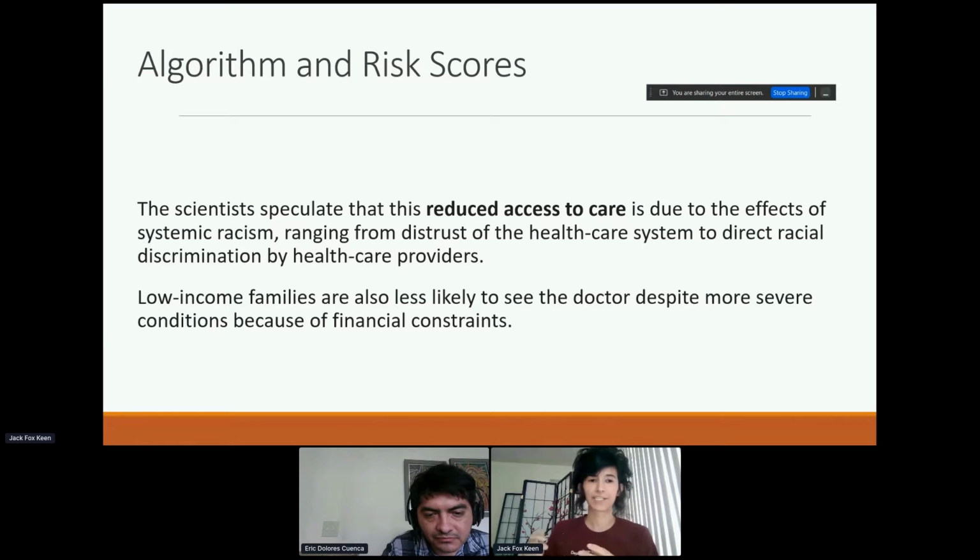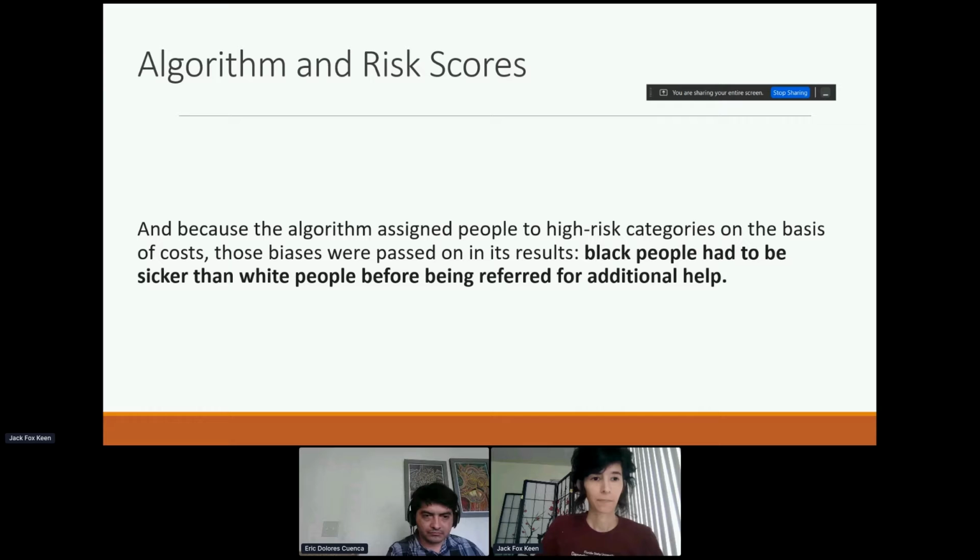And then there are a lot of studies showing that within the healthcare system itself, doctors are less likely to believe that Black patients are in pain, for example, and they're less likely to believe that women are in pain. Especially if you're a Black woman, it's really, really difficult. So there are all these barriers and systemic racism that prevent people from going to the doctor even though they're sicker than the average person. And because the algorithm assigned people to high-risk categories on the basis of previous healthcare costs, those biases were passed on in the results, and Black people had to be sicker than white people before being referred for additional help.